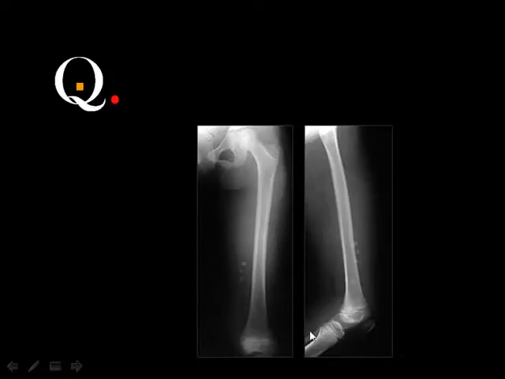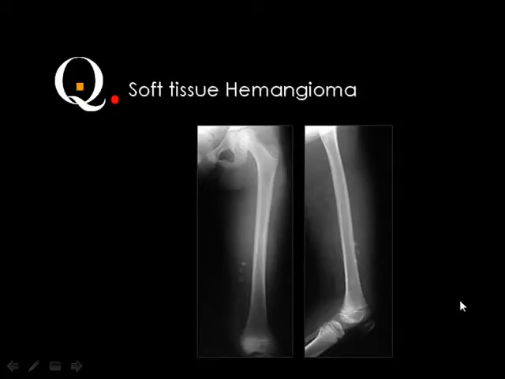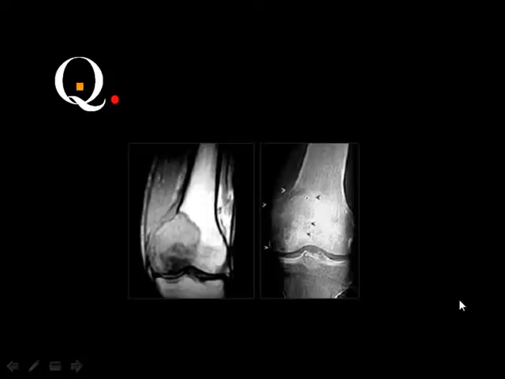very good. Soft tissue hemangiomas with phleboliths scattered in the arm. They are scattered in the thigh. The femur is okay. There is no abnormality in the femur. This is the soft tissue hemangioma. Okay.